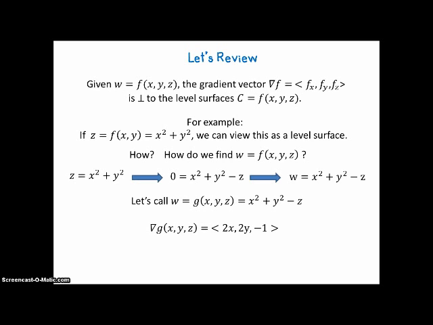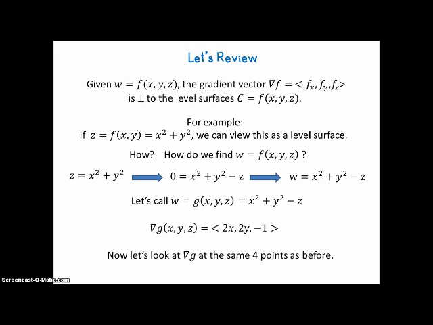Alrighty, so there's the gradient vector then, taking the partial derivatives of g with respect to x and then y and then z. And notice that the partial derivative for z is -1, and it'll always be that way if z is stated explicitly as a function in x and y. In other words, z equals, and then your x and y terms are always on the right side of the equation.